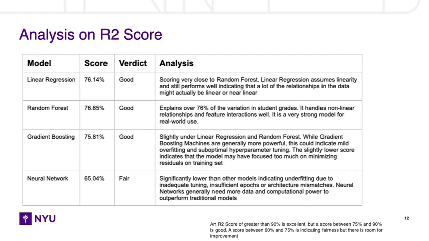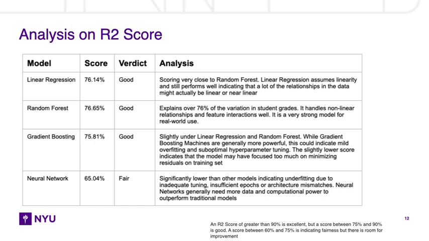It's strong for real world use. Gradient boosting scored slightly under linear regression and random forest. While gradient boosting machines are generally more powerful, this could indicate that mild overfitting occurred and suboptimal hyperparameter tuning. This slightly lower score indicates that the model may have focused too much on minimizing residuals on the training set. Neural networks were significantly lower than other models, indicating underfitting due to inadequate tuning, insufficient epochs, or architectural mismatches. Neural networks generally need more data and computational power to outperform traditional models.